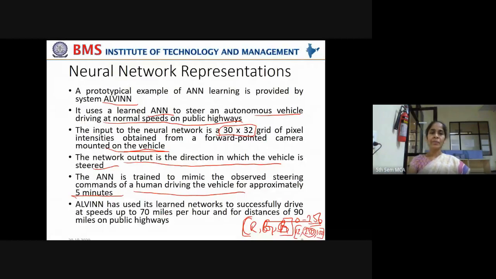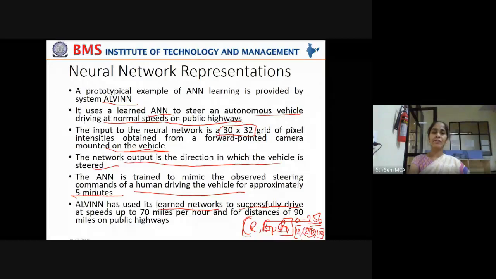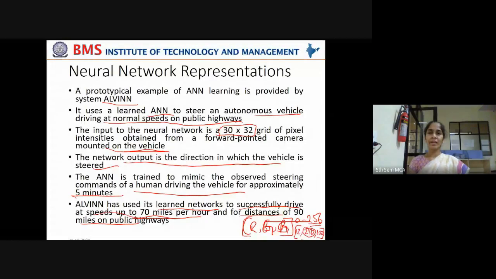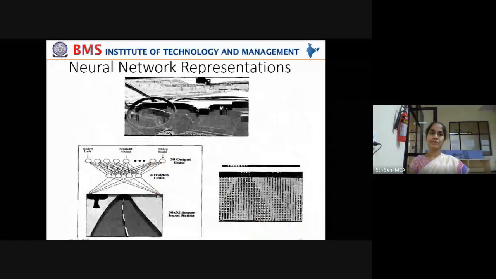It has been trained. Now Alvin has used its learned networks. It already learned from the human driving skills to successfully drive at speeds up to 70 miles per hour and for distances of 90 miles on public highways. Okay. Now, from the skill it has obtained from a human driver, being trained for 5 minutes, it started driving on a public highway at 70 miles per hour and for distances of around 90 miles.